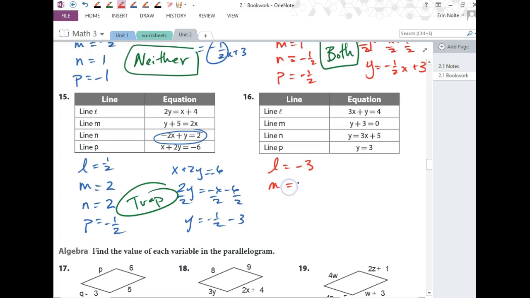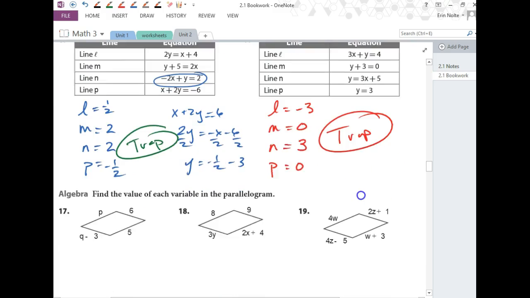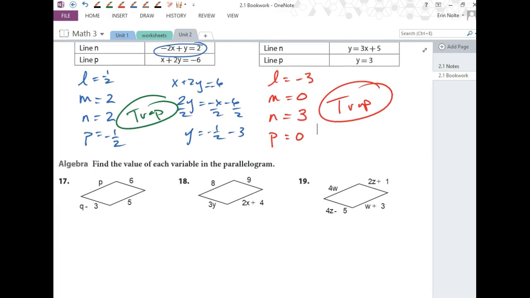M, what's the slope of M? Ooh. 0, very good, because there is no x. There are 0 x's. 0. N? 3. And P? Also 0, no x on that one. So this one has one set of parallel lines, so we are looking at a trapezoid. Nice. All right, moving on. Now I like it when we get to do algebra.